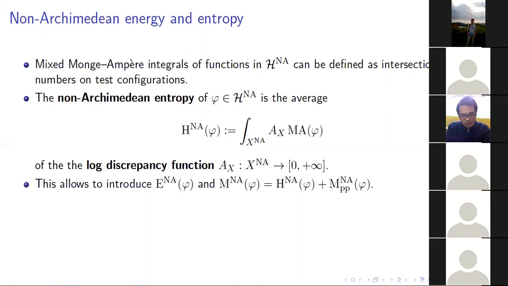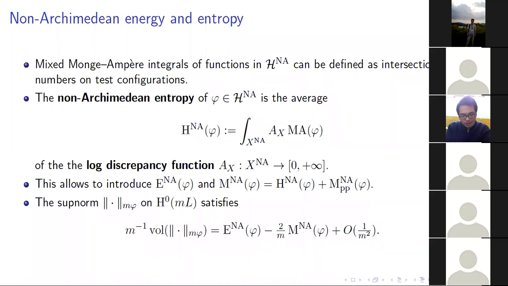Okay, I'm jumping ahead a bit. Once you have these two ingredients, you can introduce the non-Archimedean version of the Monge-Ampère energy E^NA of phi and of the K-energy M^NA of phi, just as before. You have the entropy, you have the mixed Monge-Ampère integrals, you just use the same formula that we had before in the complex case, and you get non-Archimedean versions of the functionals.